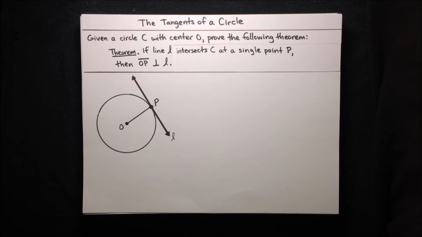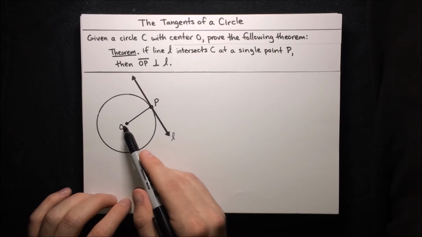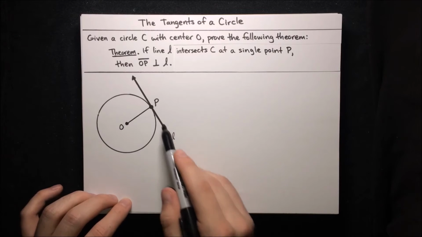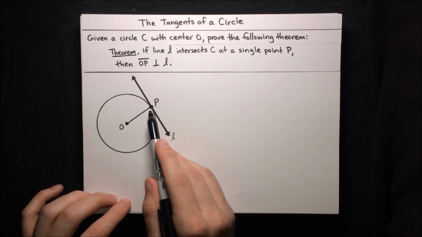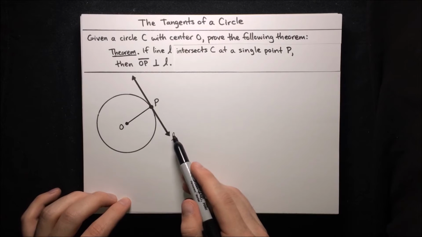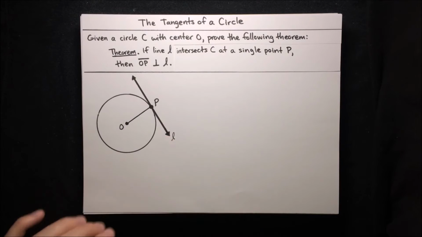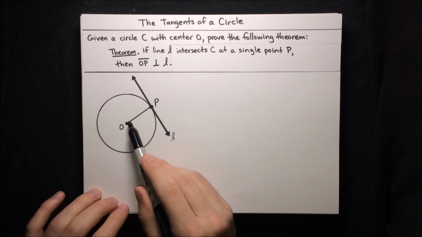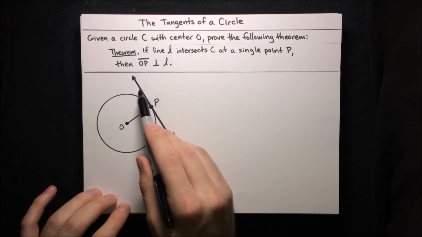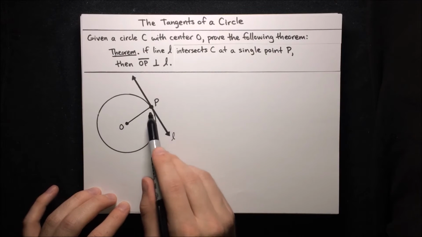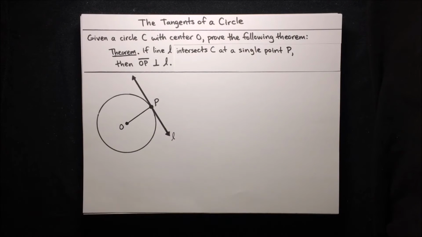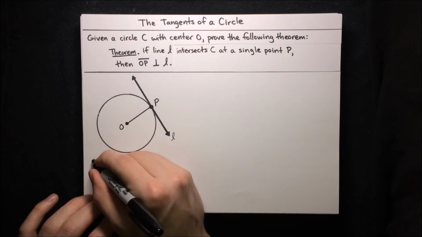So here we've got a diagram that sketches the setup. We've got the circle C with center O, and there's this line L which intersects C at a single point P. That means L is a tangent line because it only passes through that one point P on the circle. Now what we want to do is prove that, given this setup, we must have that segment OP is perpendicular to line L. So we want to show that these two angles are right angles. But how do we do this? Well, the key to this problem is to use proof by contradiction.